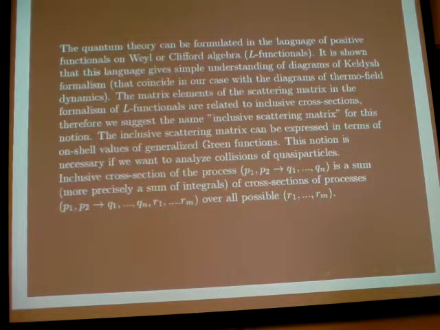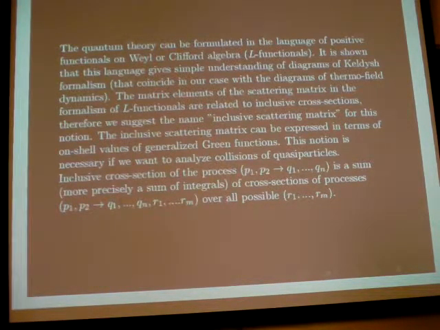where you are summing over all the stuff that you can, all additional stuff. So, why is this important? Really, inclusive cross-section is the only notion that can be applied to collision of quasi-particles, in particular to thermal quasi-particles.